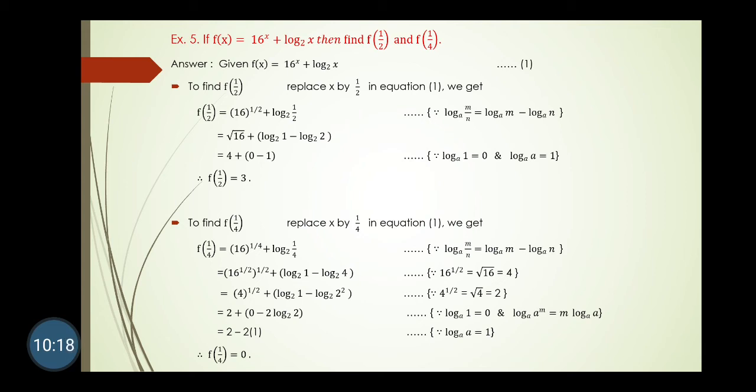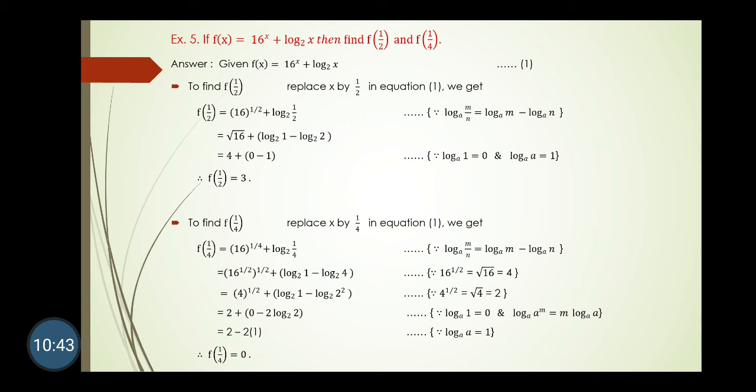If base value and function value both are same, then we get the answer 1. See here, we have written in the bracket log 1 is equal to 0 and log a to the base a is equal to 1. If base and function both are same, then the answer must be 1. So after that, we get the answer 4 minus 1 is equal to 3. So we get the first part.